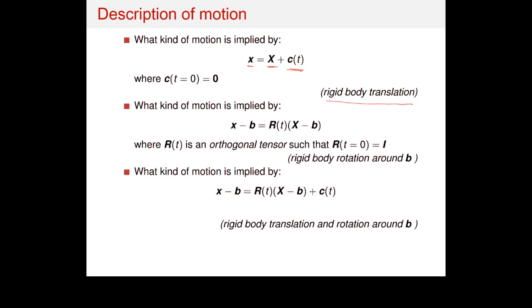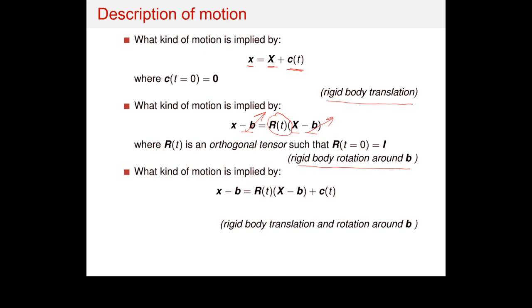The second thing is, if the new configuration minus any random vector b is equal to the old configuration minus the same vector, multiplied with some orthogonal tensor R, this is described as a rigid body rotation around the vector b. And if you take b to equal 0, you basically remember that an orthogonal tensor would rotate vectors from one coordinate system to another coordinate system. So a rotation around the 0 vector, if you want. If you remember, the Q matrix will just apply some rotation of the coordinate system.